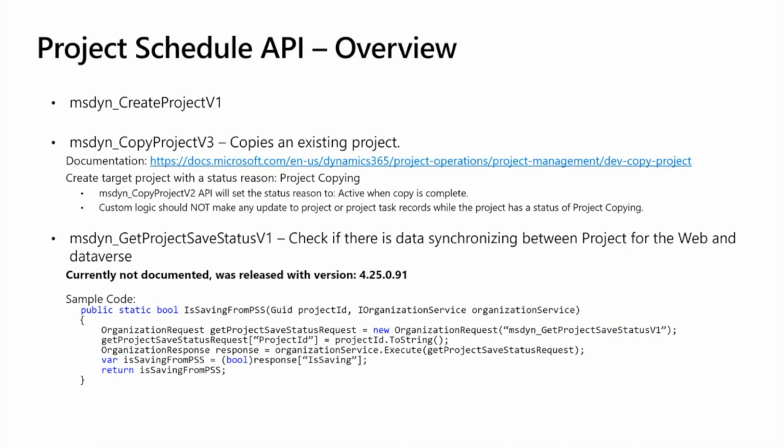The last action that I want to highlight here is GetProjectStatus. This is a new one, and basically is a function that can be used for finding out if Project for the Web is still synchronizing data for a specific project. So how does it work? We're going to create an organization request of type GetProjectSaveStatus, give it as a parameter the project ID that we're talking about, and then execute it. Basically, we will get a Boolean response telling us whether there is a save ongoing on that project or not. And that typically will help us make sure that if we have custom logic, our custom logic is not interfering with the project scheduling service.